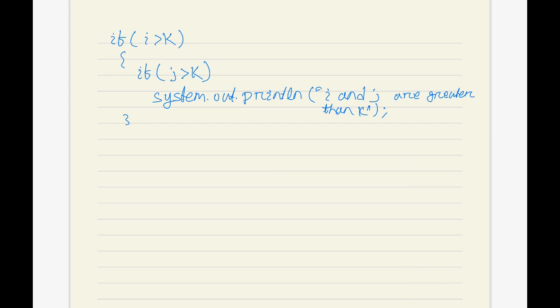Okay, so here we can also write in the else part, else system.out.println i is less than or equal to k, we can write here.